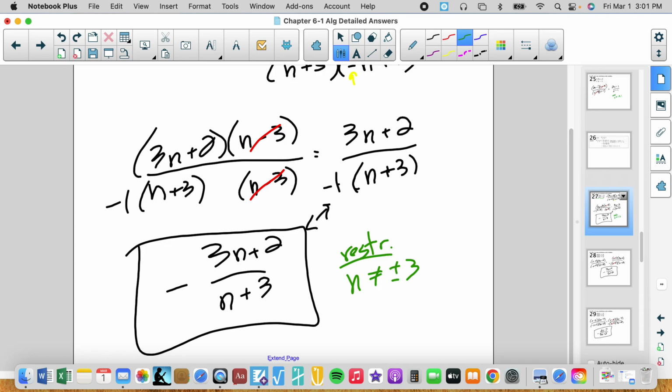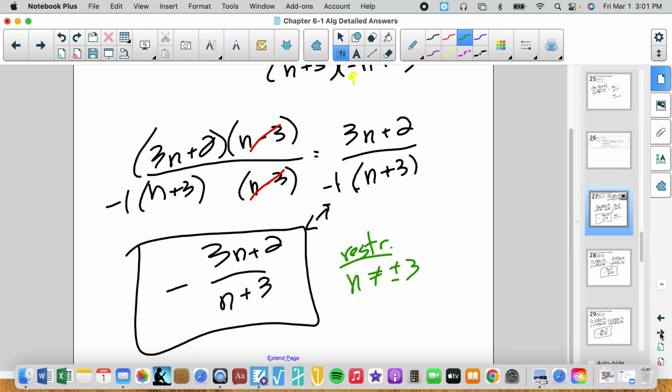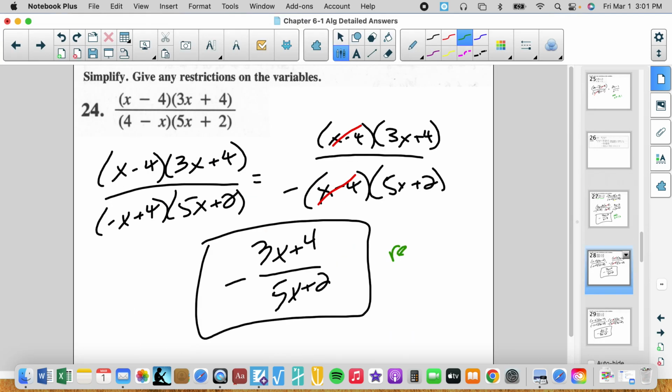What number is that? 23. Plus or minus 3. Let's go!